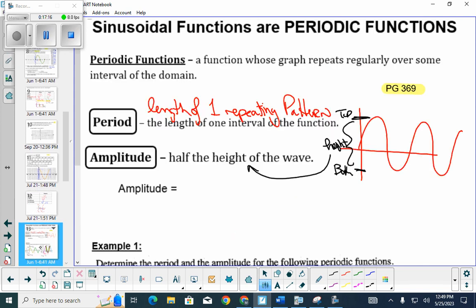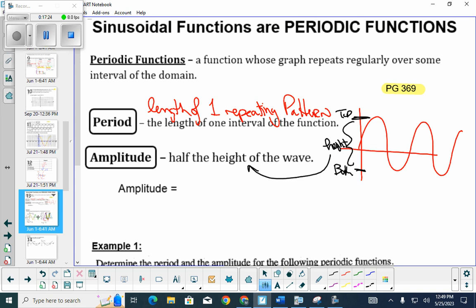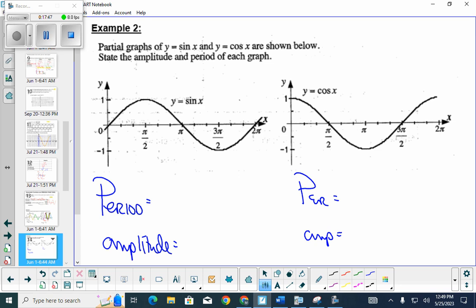Okay. We did this yesterday, period and amplitude. So this was page 369. If you go to the second example on page 369, let's do it for these two pictures. So we've already talked about the period, but we have to go in and talk about the amplitude. Okay, so we already know the period. Now, you want to make sure that the units match.